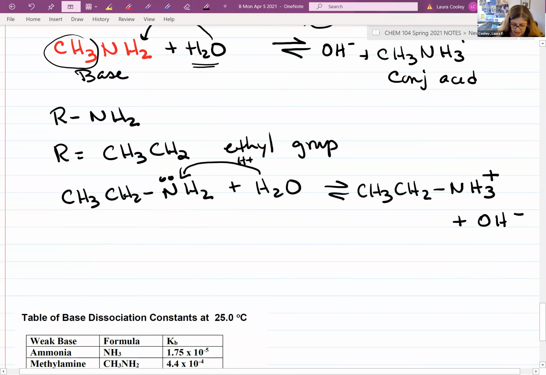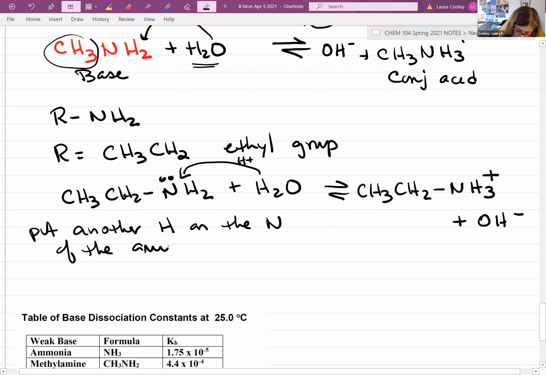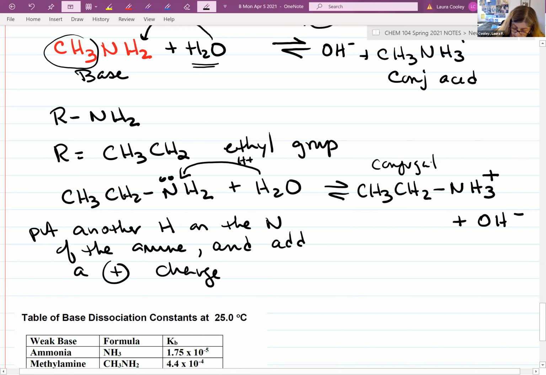So you can see the pattern here. You put another hydrogen on the nitrogen of the amine, and you add a plus charge, and that gives you the conjugate acid of methylamine here.